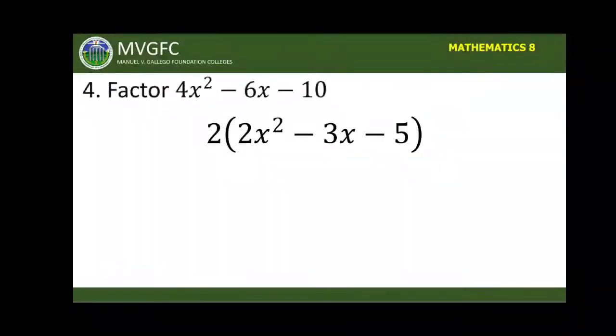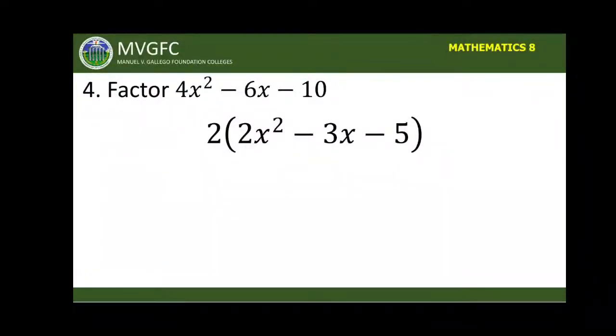So, another example. Okay, for number 4, you need to factor 4x squared minus 6x minus 10. The first thing you need to do is to apply your learnings in common monomial factors. What is the common factor of 4, negative 6, negative 10? The GCF of them is 2. Okay? So, applying the knowledge in common monomial factor that I taught you last time, we have here 2 multiplied by quantity 2x squared minus 3x minus 5.